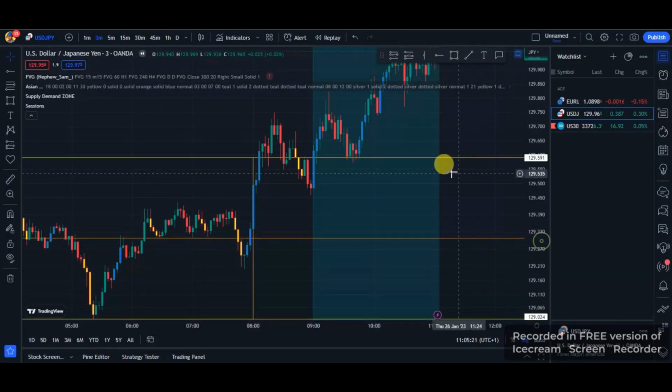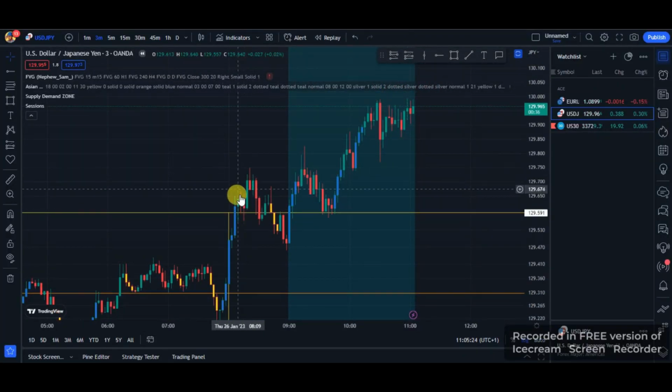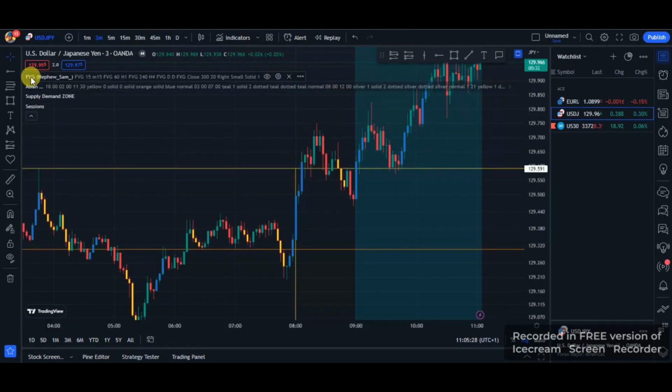You want to look for price to break above this Asian range. I use an indicator called Asian range, so it helps you find the highest and lowest points during the Asian session. So as you can see, price broke above the Asian range here, starting from 8 a.m. in the morning London session. Price broke above, made this new high here, and you can see this wick took these highs out. This wick took these highs out. Then price retraced back.